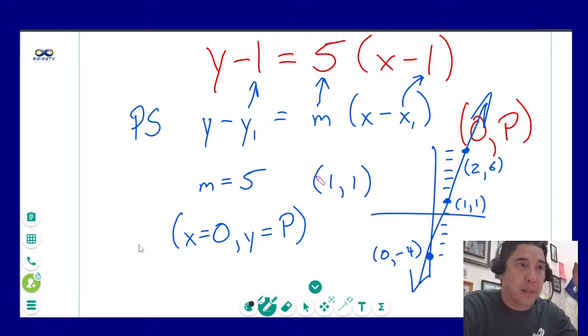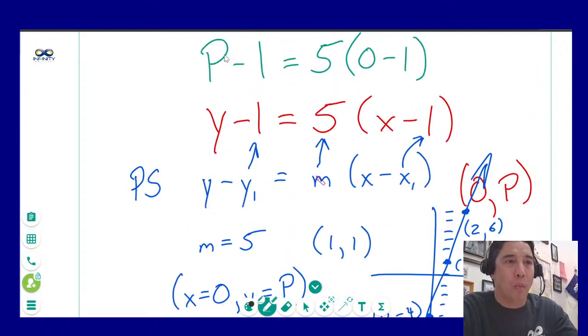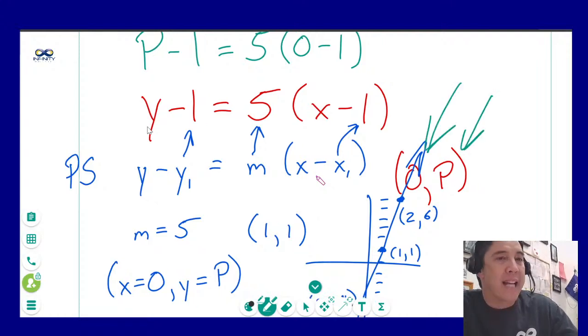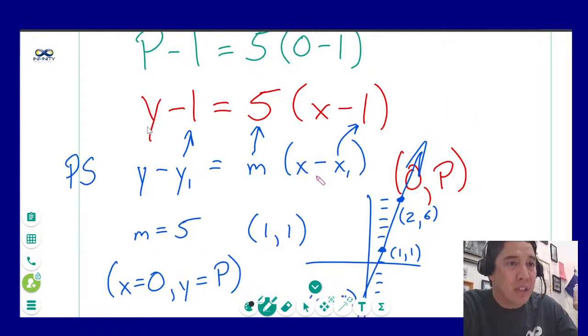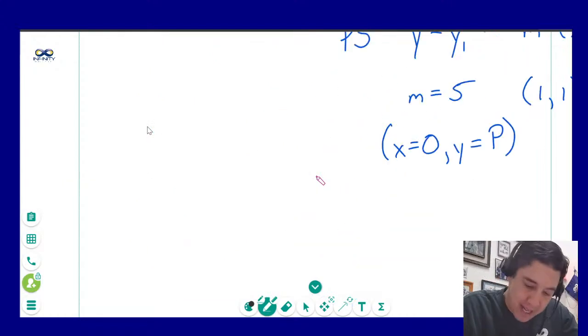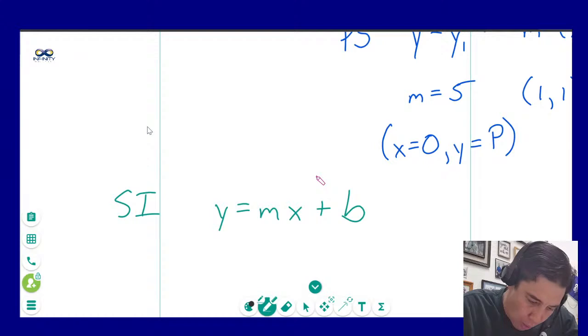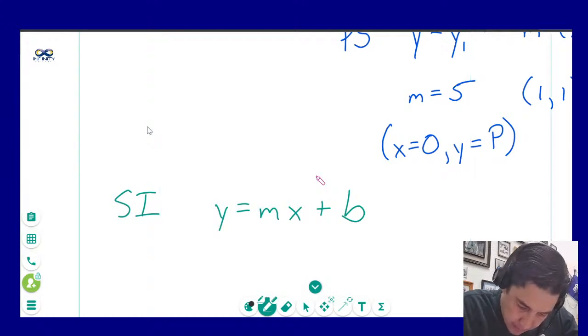I tried to show you some other things. The last way you can realize how to do this is if you realize that the value of x is 0, so p is the y-intercept. Well, what gives us the y-intercept? That would be slope-intercept: y equals mx plus b, where m is the slope and b is the y-intercept.